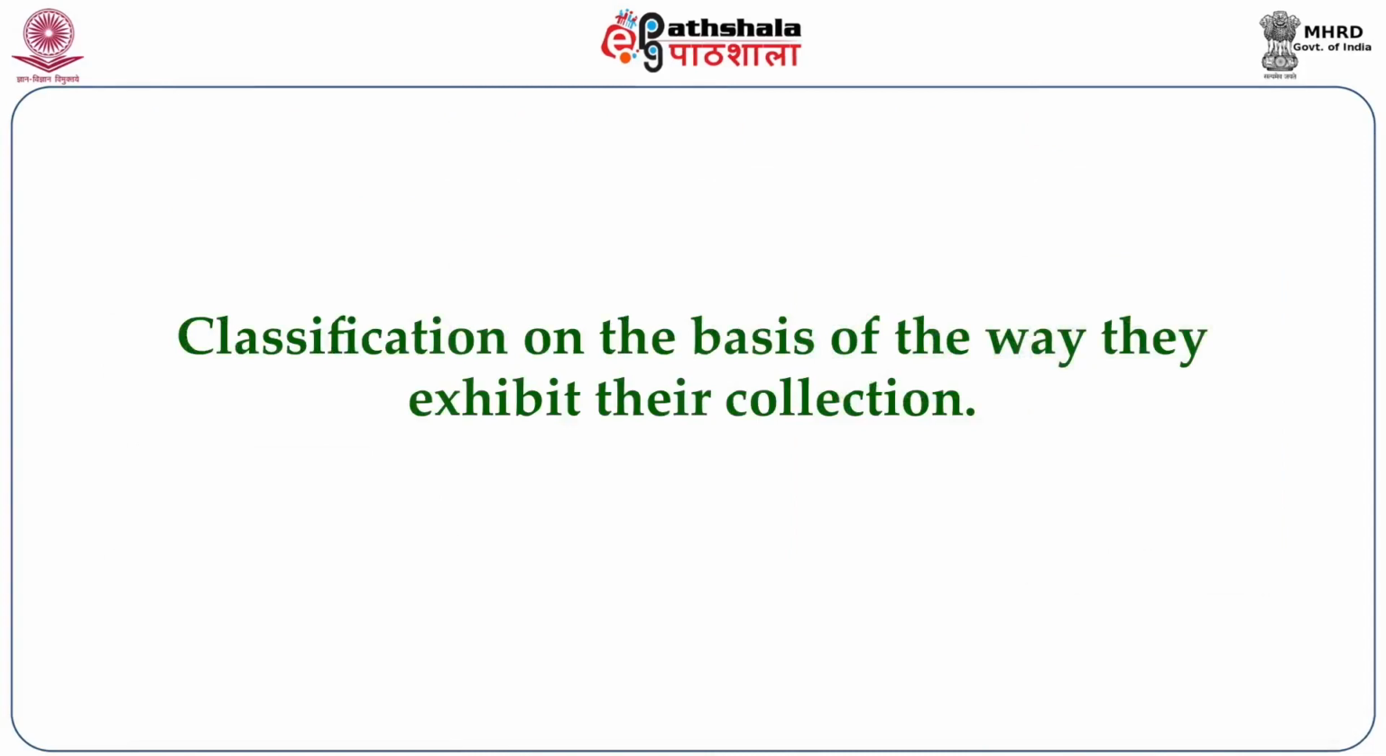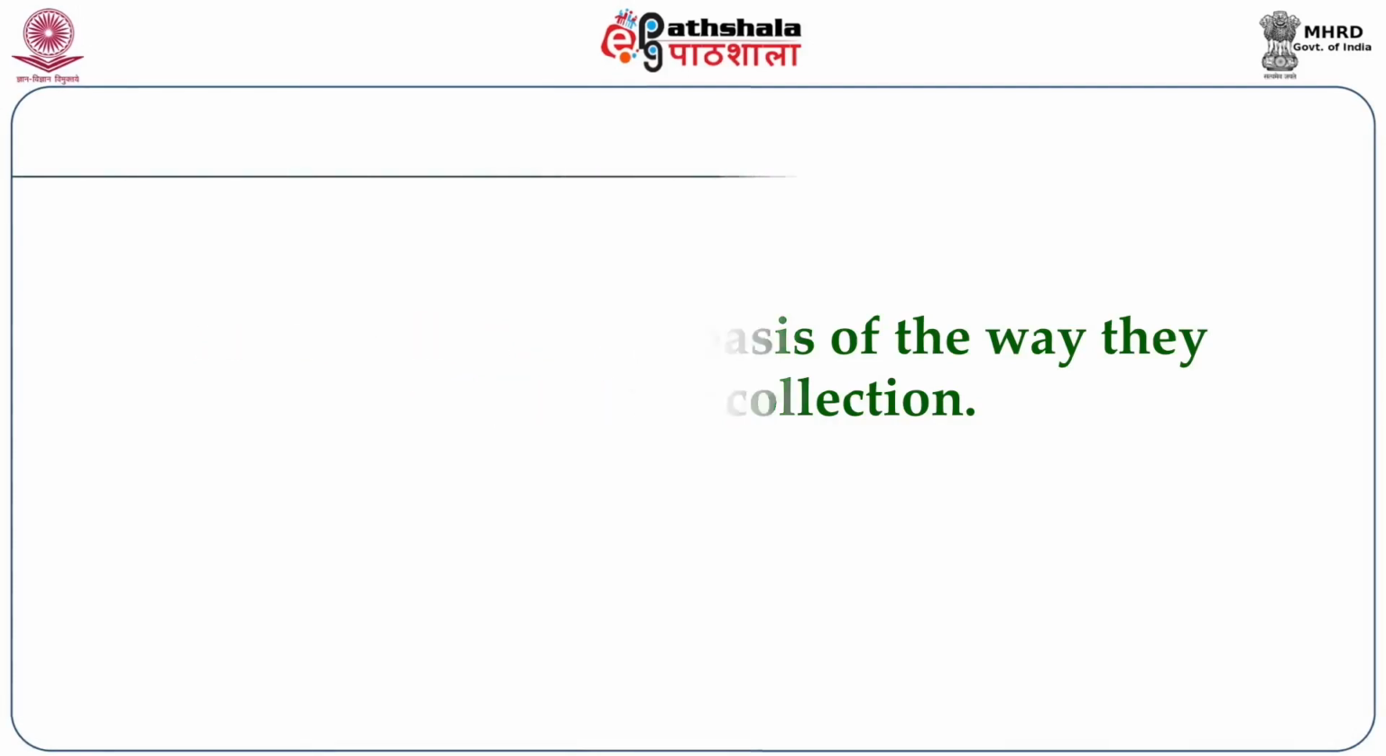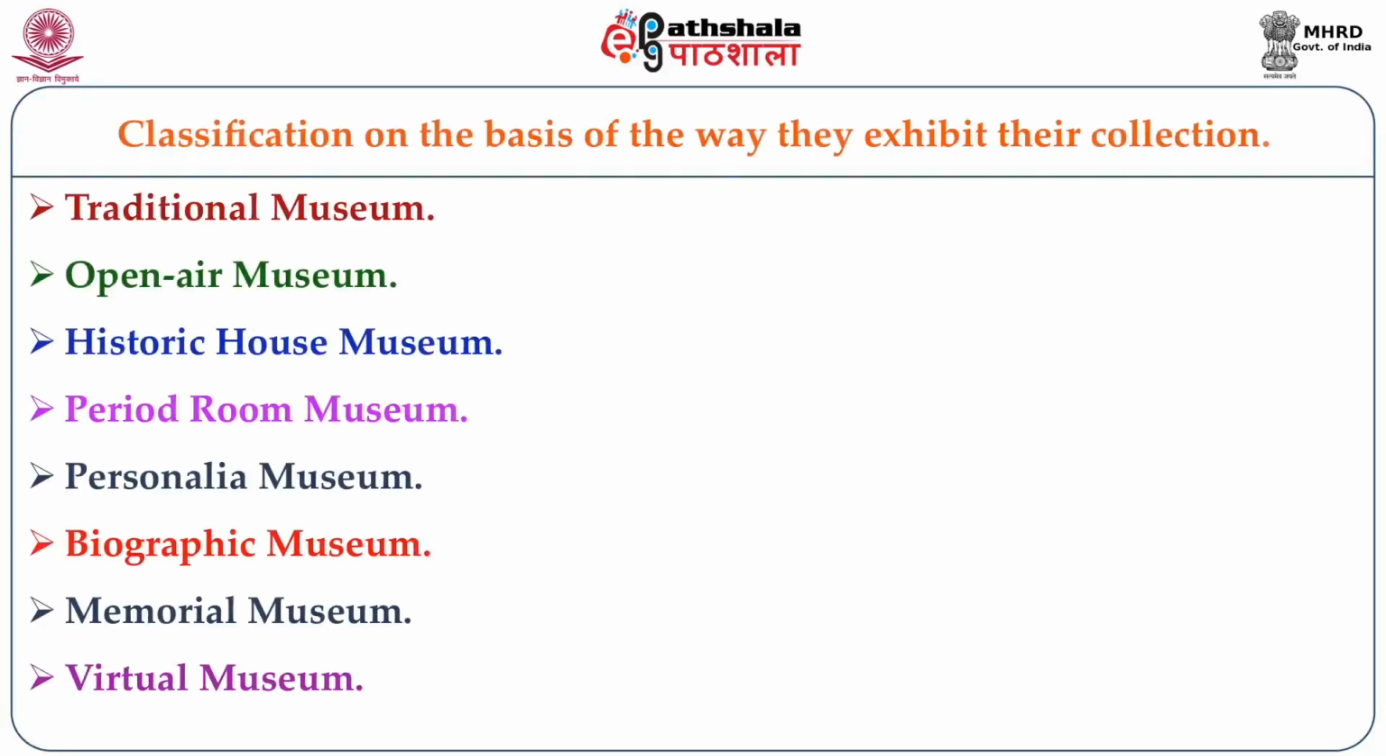In another way, we can classify museums on the basis of how they exhibit their collection, the process of exhibition. So we have a wide range of modes of exhibition. On the basis of that, we can again classify museums. We can see traditional museum, open air museum, historic house museum, period room museum, personalia museum, biographic museum, memorial museum, and virtual museum. We have a long list of this kind of museum.